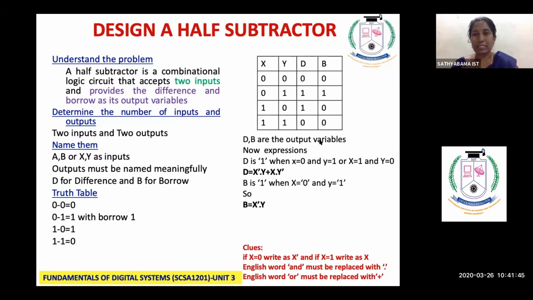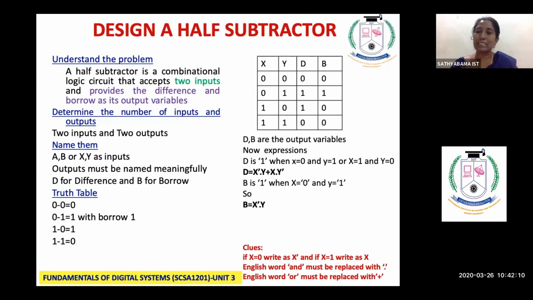We have to design a half subtractor. So if we have to design a half subtractor, first, what did I say? Understand the problem. So what is a half subtractor? A subtractor, we all know, will give the difference, and not only the difference, but also the borrow. So it should give you a difference and a borrow.